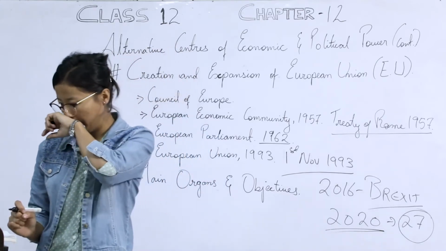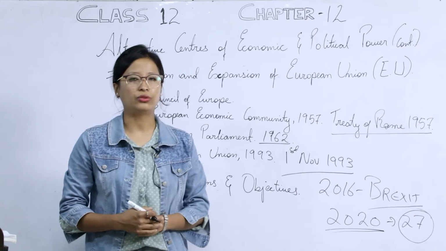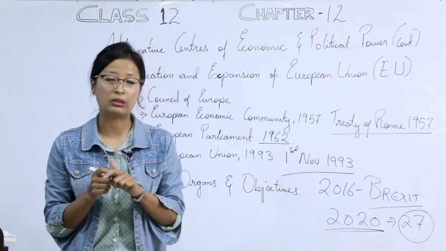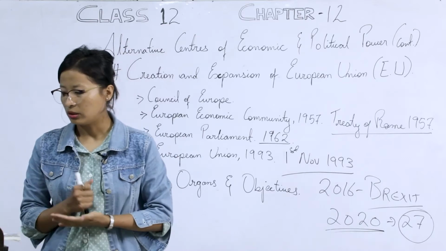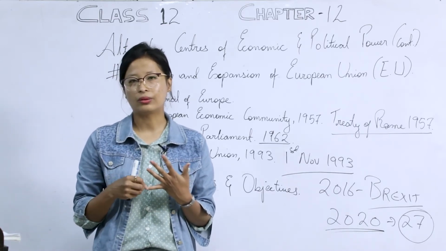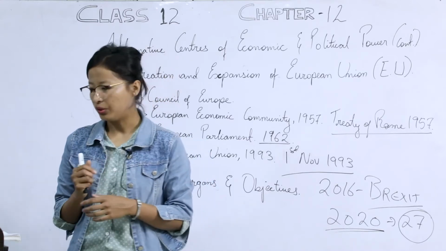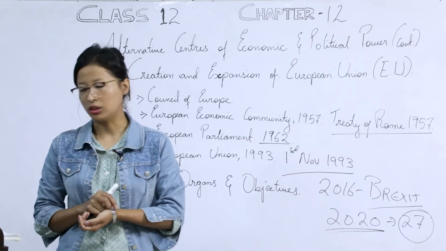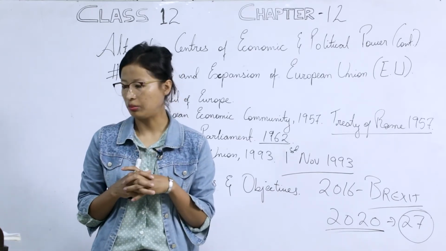All right. Now, the next is the major organs and objectives. What are the major organs and what are the aims and objectives of the European Union? The European Union, like I've said, has its own flag, its anthem, and a common currency called the euro. Now, the euro came into being in 2002. All right, 2002, the euro, that is the currency, came into being.